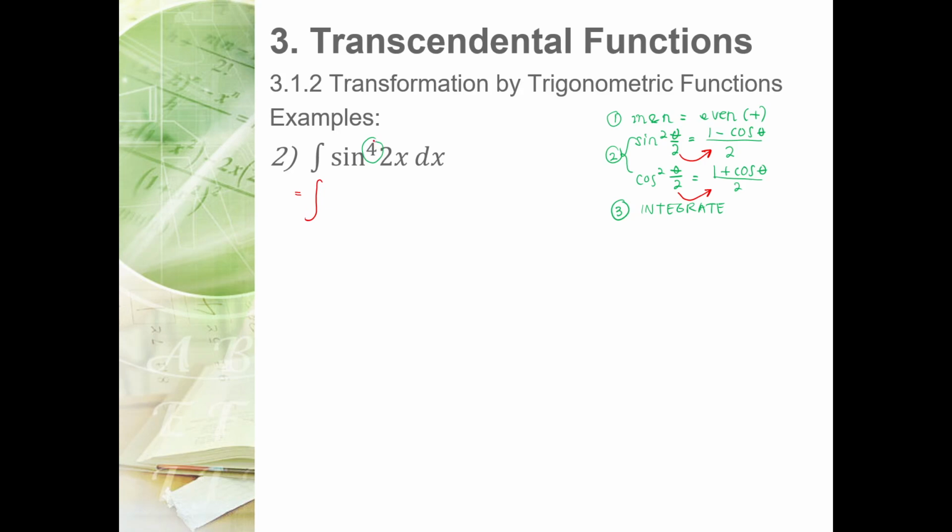Since this is to the power 4, we need to multiply this one twice, or we square it. Sorry, my mistake. Let's declare first your theta parameter. So sine squared, let's say you square this one, so instead of 4, this one is 2, then squared, the same declaration. So theta over 2 is 2x. Multiply 2 to the other side, so theta is equal to 4x.